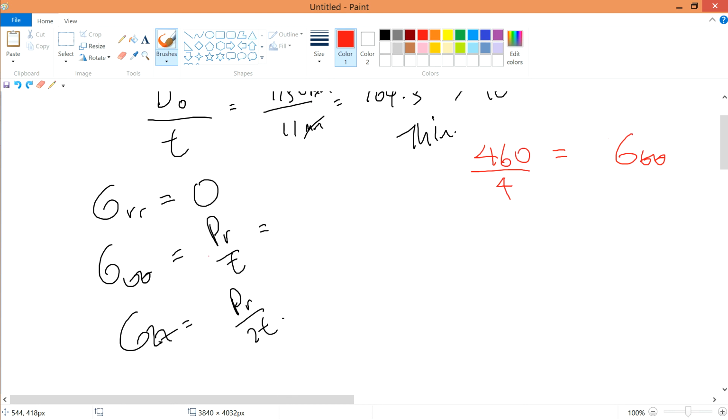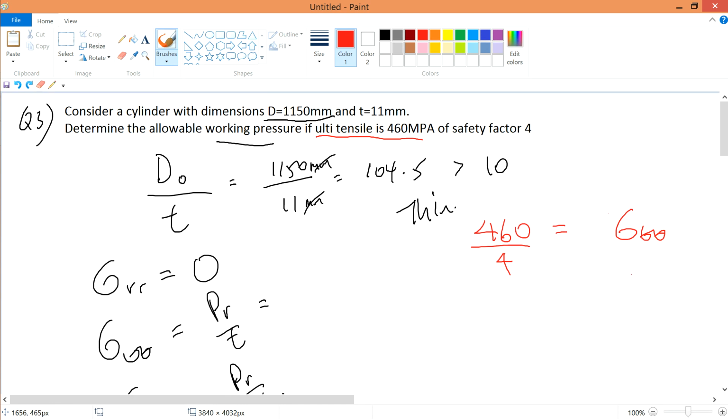The purpose of finding the hoop stress is that PR over t is always larger than PR over 2t. For example, if PR is 100 and t is 2, then you have 50. If PR is 100, then 2 times 2 is 4, which gives 25. As you can see, there is a factor of 2 difference. Therefore, sigma theta theta is always the big one, so you compare the big one. Sigma theta theta is PR over t.